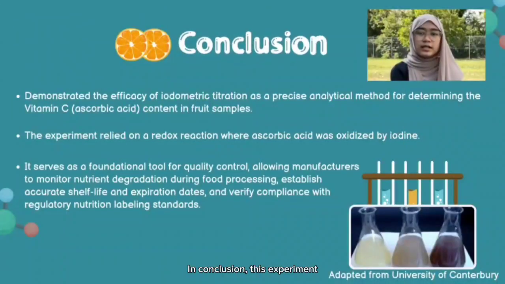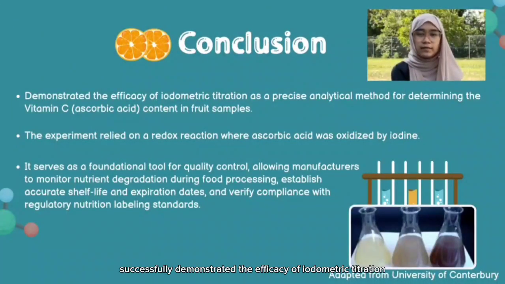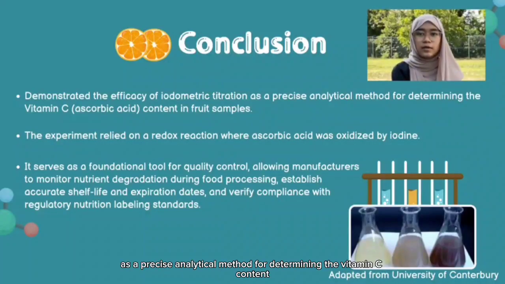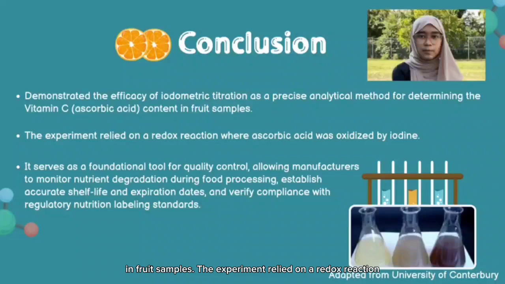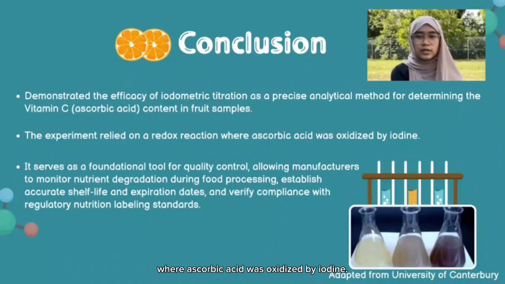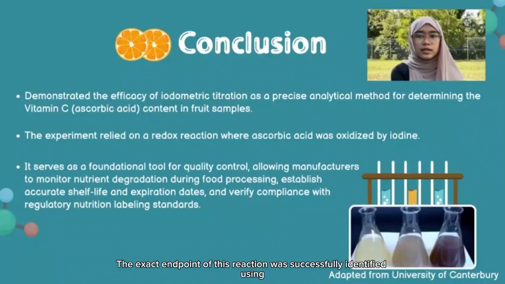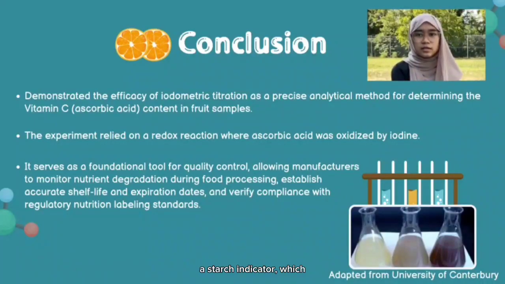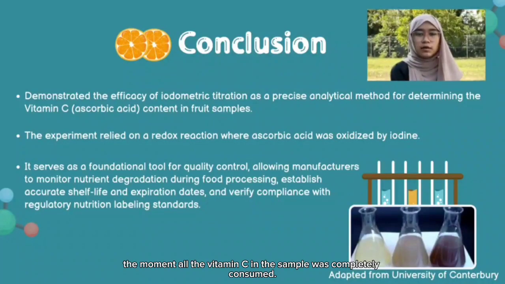In conclusion, this experiment successfully demonstrated the efficacy of iodometric titration as a precise analytical method for determining the vitamin C content in fruit samples. The experiment relied on a redox reaction where ascorbic acid was oxidized by iodine. The exact endpoint of this reaction was successfully identified using starch indicator, which produced a distinct color change the moment all the vitamin C in the sample was completely consumed.